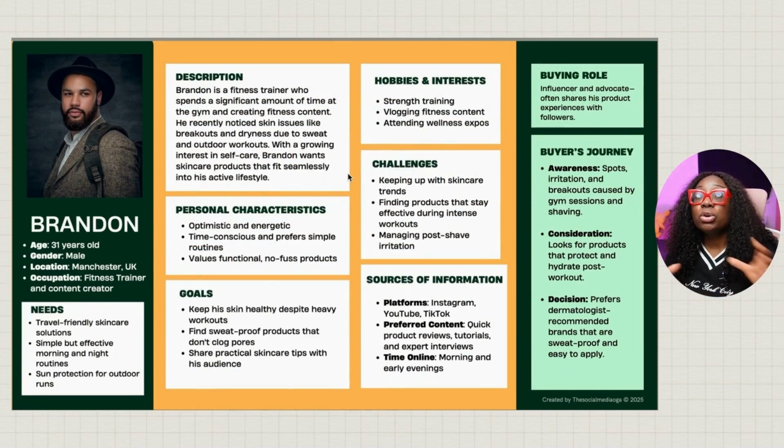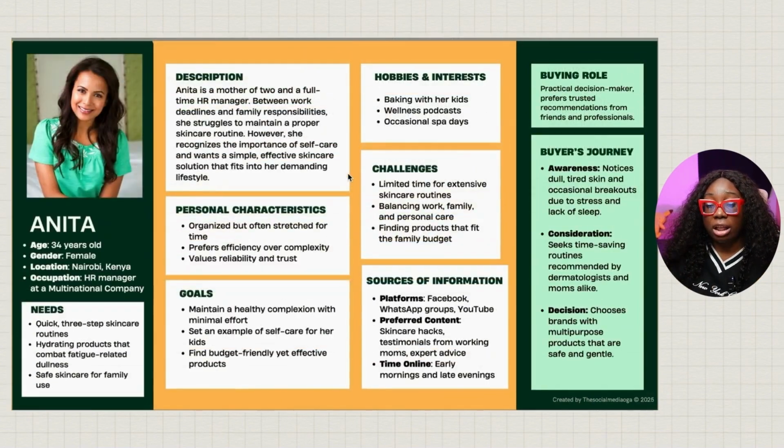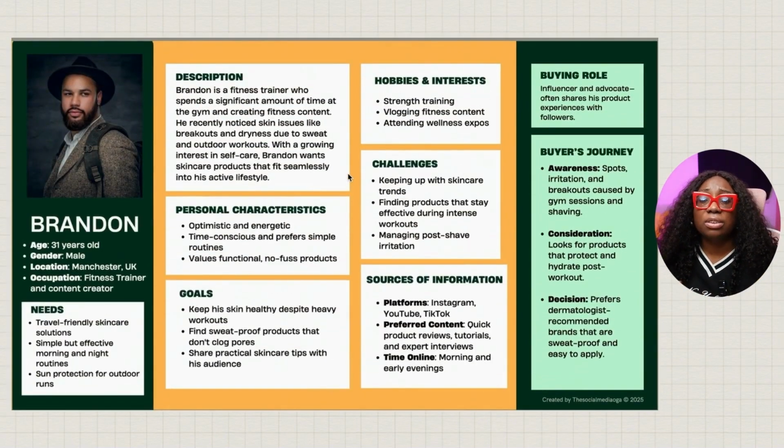Now, when you're creating a buyer persona, like I said, create at least three. I have Brandon and I also have Anita. Brandon is a fitness trainer and content creator. His buying role is influencer and advocate, and he often shares his product recommendations with his audience. You need to also think of getting an influencer in your buyer's journey because they do publicity for free with your product. If your product is that good, they have a large audience and they promote products for free. So you want to also be creating for people like that.